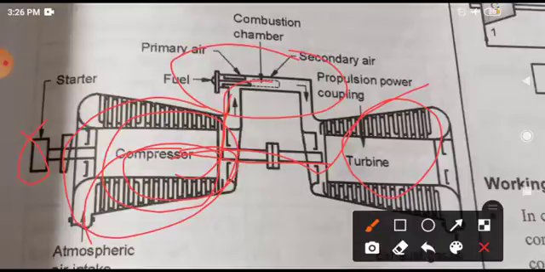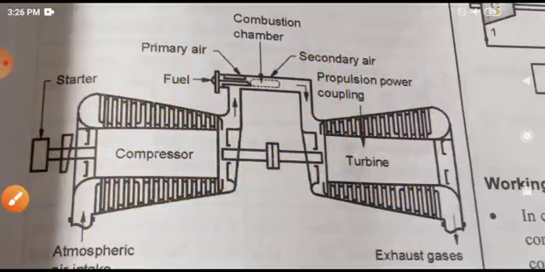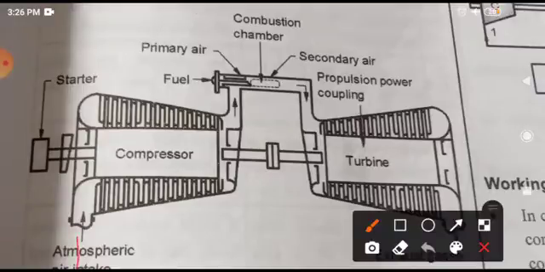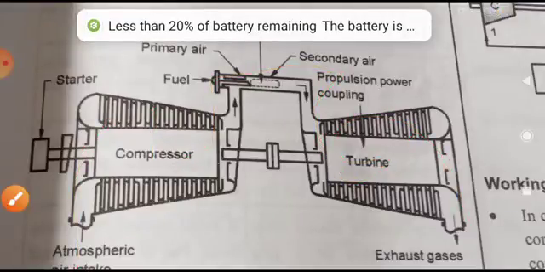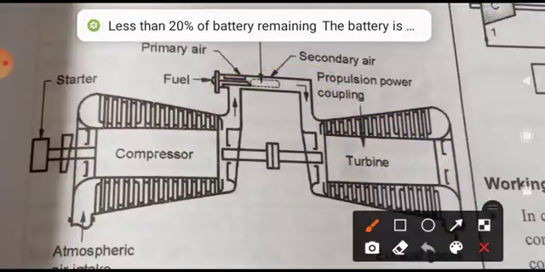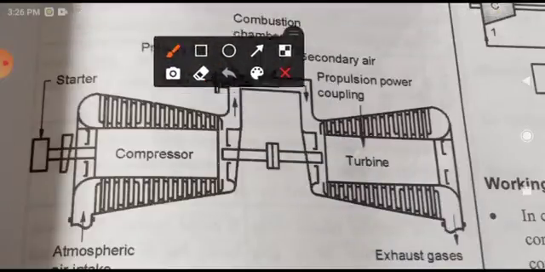Some second air is also added there, and propulsion tower coupling. That means you can see there the turbine, in which it rotates and generates the electricity. Okay, so this is the open cycle, because it is coming from the atmosphere, heat is added to it, then it is expanded and leaves to the atmosphere.